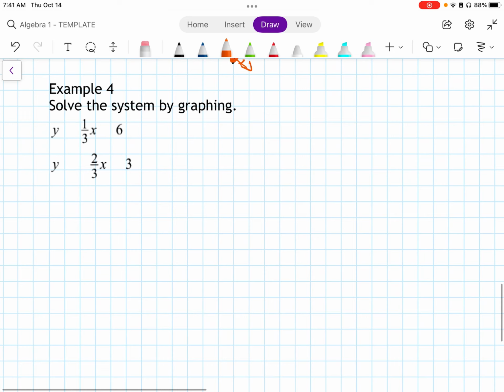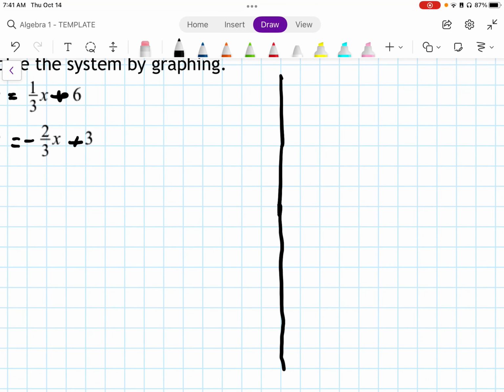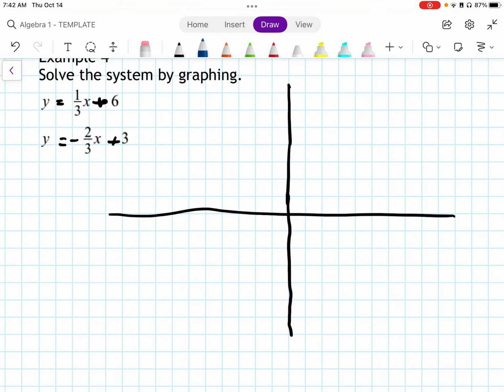Example 4. This one we need to solve by graphing. Let me get this. This is y equals 1/3 x plus 6, and y equals negative 2/3 x plus 3. Graphing this one. The top one has an intercept of 6. 1, 2, 3, 4, 5, 6. My slope is 1/3, so I go up 1 and over 3, or I could go down 1 and left 3.